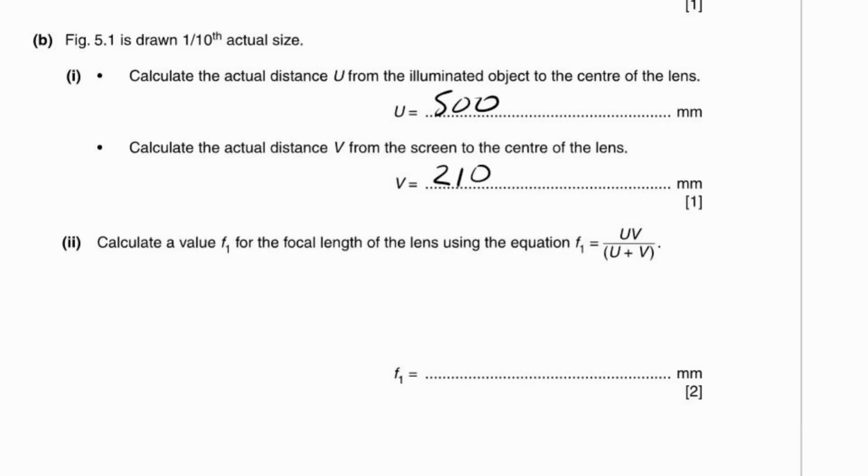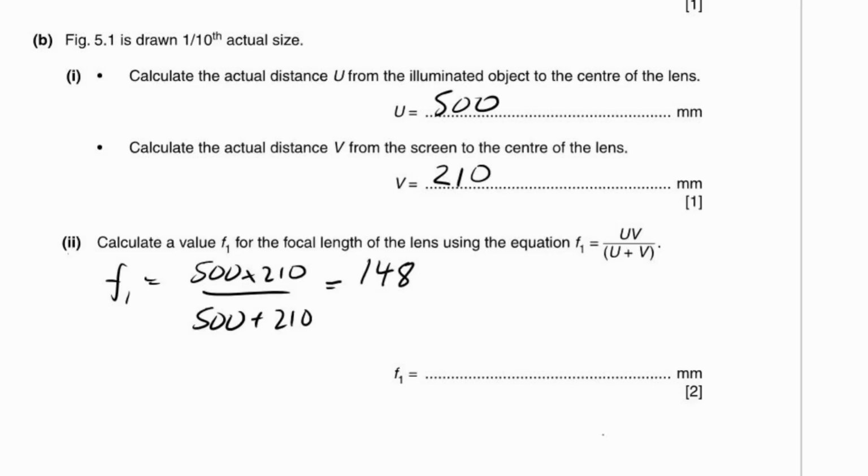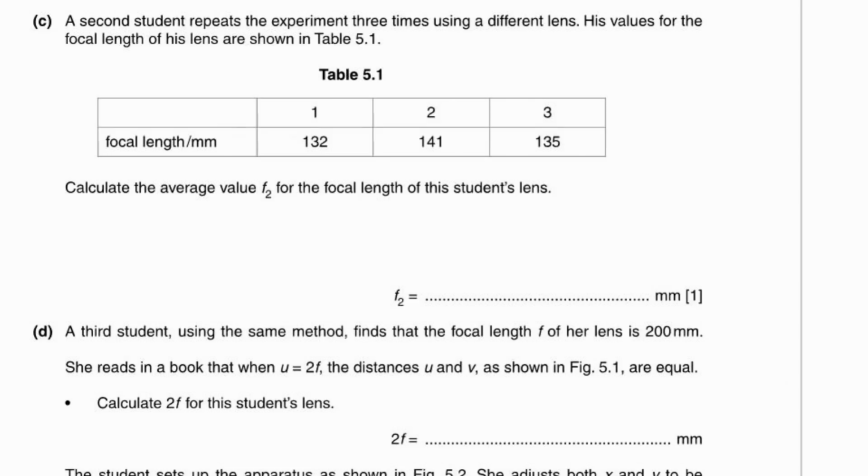And calculate the focal length by using that equation, uv divided by u plus v. So that's 500 times 210 divided by 500 plus 210. And that gives us a value of 148. However, if we look at it, we can see that 3 significant figures is probably a bit too many. I think 2 significant figures is much more appropriate. And that gives us 150 millimetres.